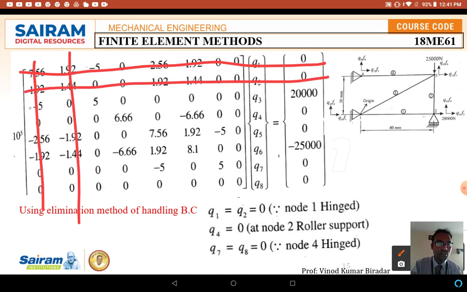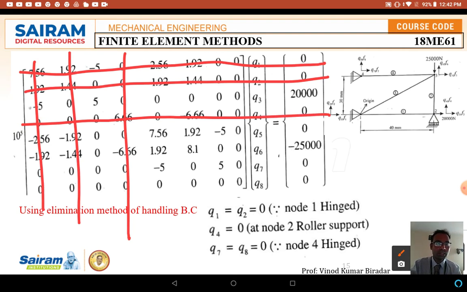Next, observe node number 2. At node number 2 a roller support is there, so movement takes place along the x direction and along y it is fixed. That is Q4, so Q4 is going to be deleted, completely fixed. So the fourth column and fourth row you have to delete.